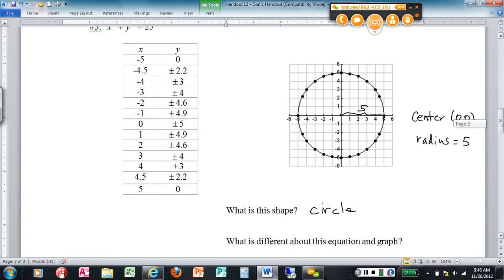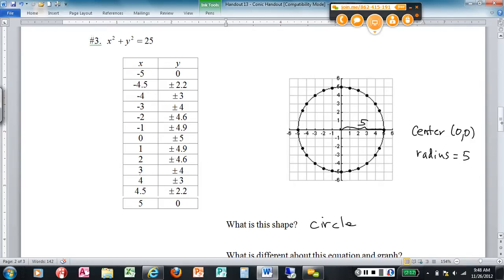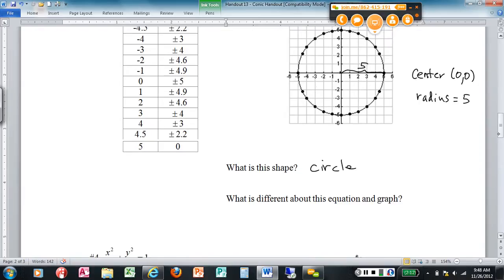So my little question is, what's different about this equation and graph? Well, we've already mentioned that it's a circle instead of a parabola. And why are we getting a circle instead of a parabola here? Well, both the x and the y are squared. We've got the x and the y being squared.